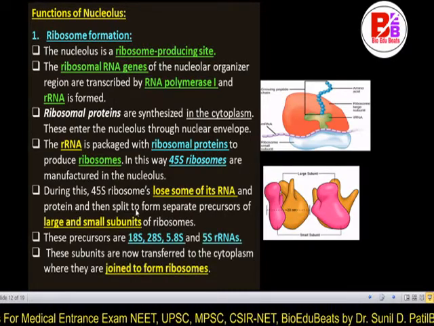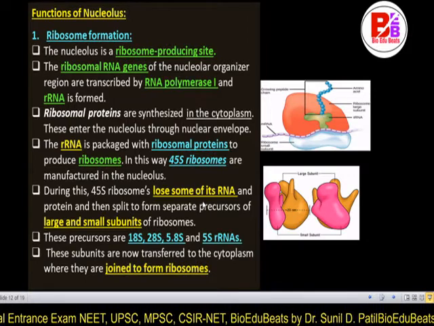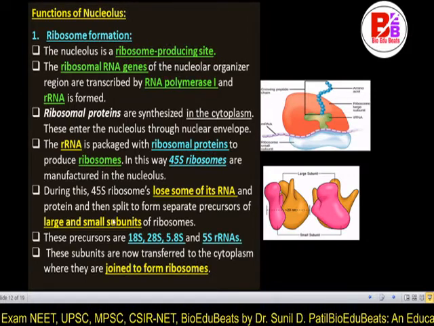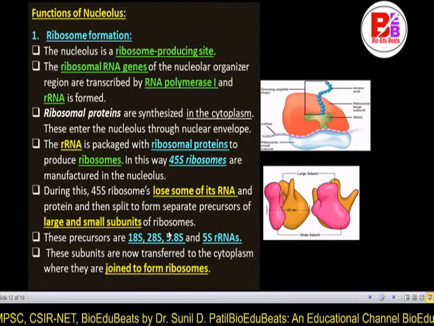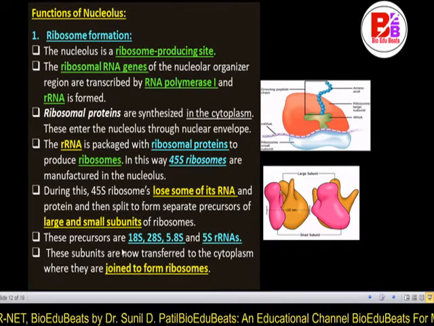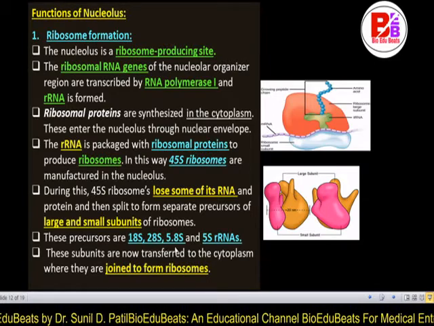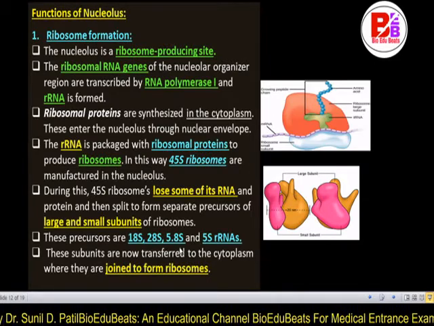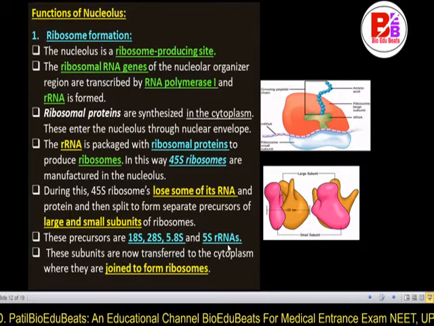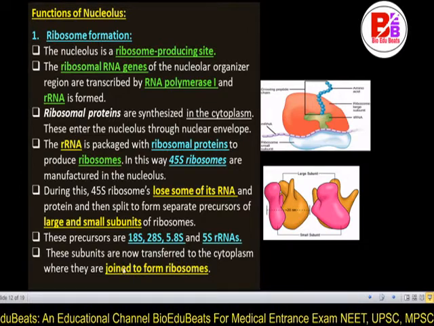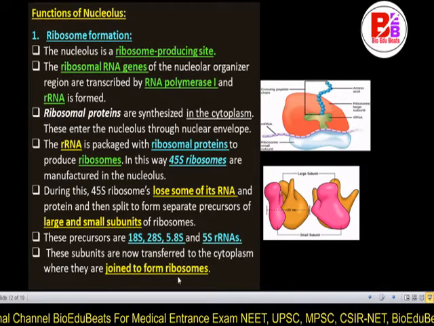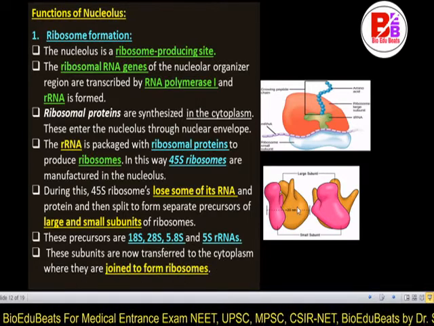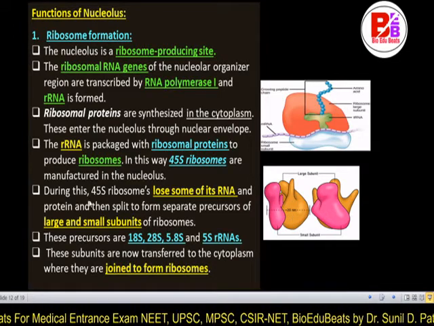During this, the 45S precursor loses some of its RNA and protein and then splits to form separate precursors of the large and small subunits. These precursors are either 18S, 28S, 5.8S or 5S rRNAs. These subunits are now transported to the cytoplasm where they are joined to form the ribosome. Large and small subunits together form a ribosome.